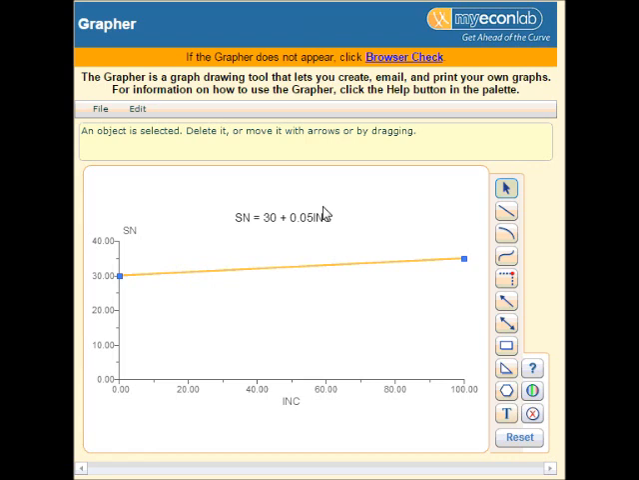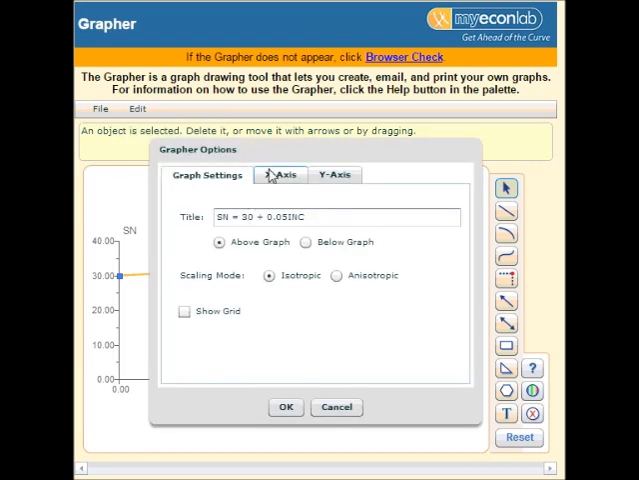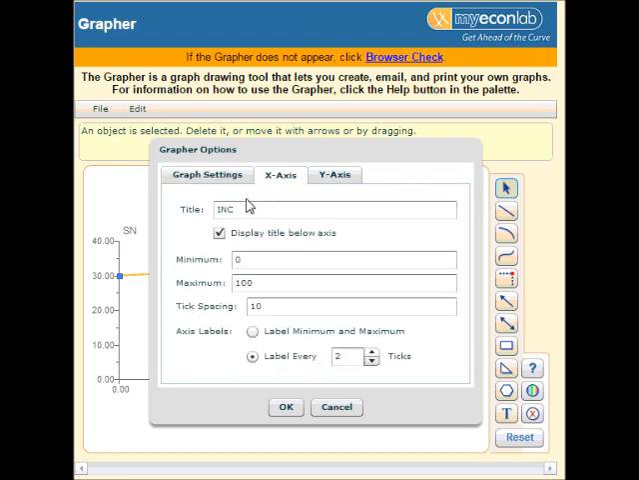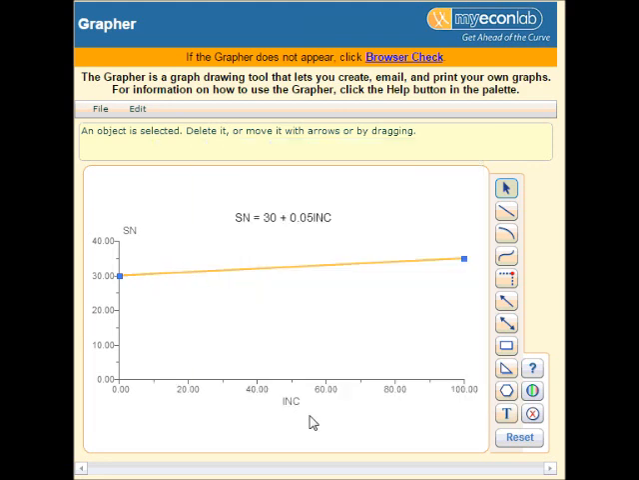So I ask you to graph it out with income on the horizontal axis, right? There's an option under the Edit button for the graph for settings to do a couple of things, like add a title, add a title to the x-axis, as well as set some scaling on both the x and the y axis, or the horizontal and the vertical axis. We're measuring income on the horizontal axis, and vertically we're measuring sales of new cars, SN.